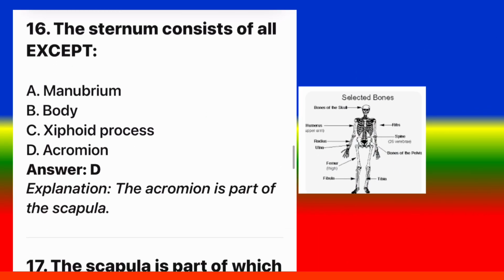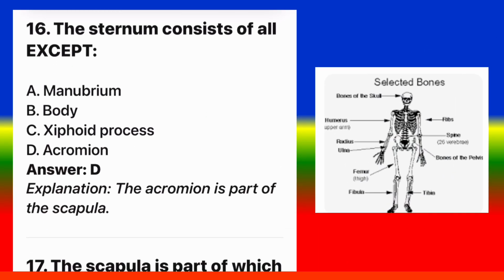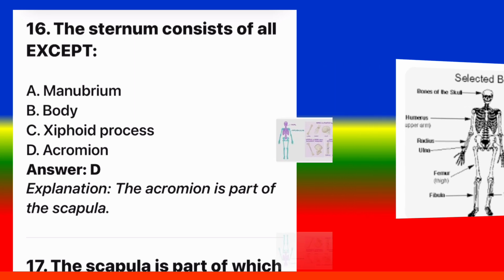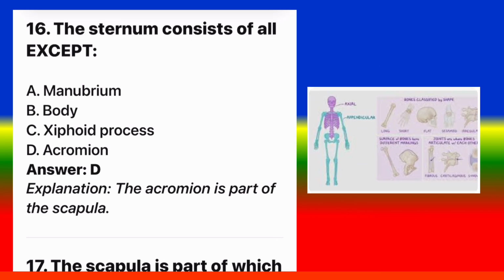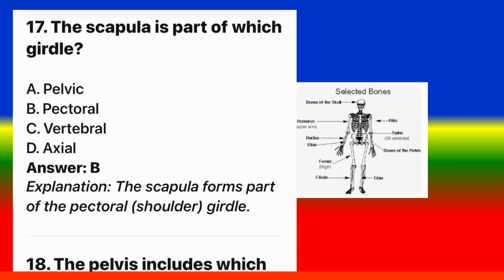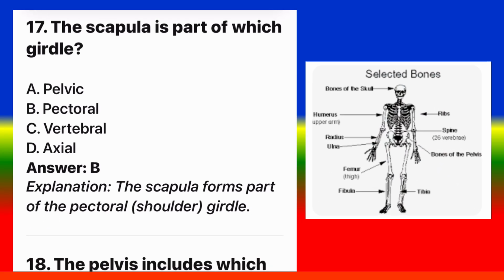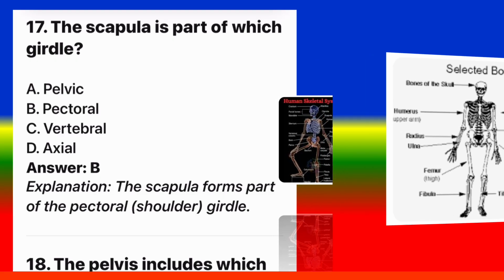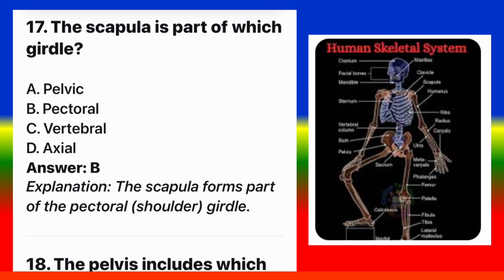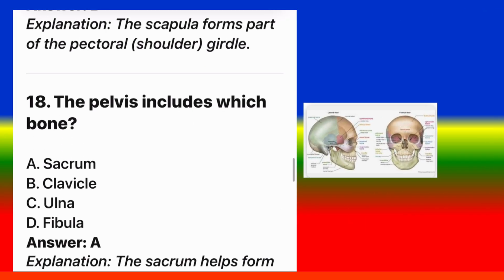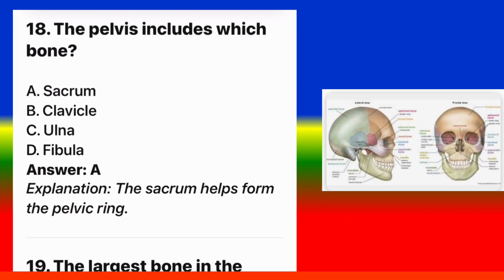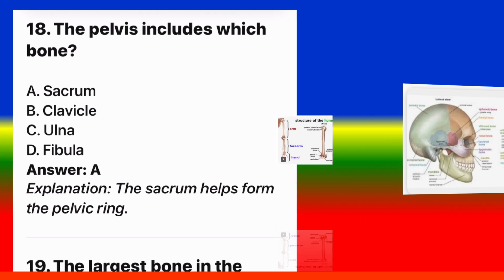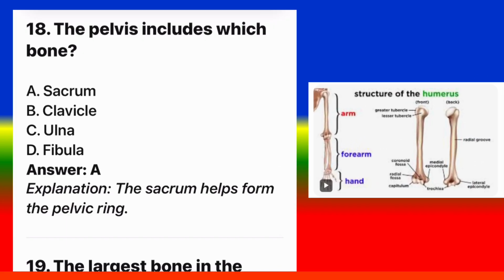16. The sternum consists of all except: A. Manubrium, B. Body, C. Xiphoid process, D. Acromion. Answer D. Explanation: The acromion is part of the scapula. 17. The scapula is part of which girdle? A. Pelvic, B. Pectoral, C. Vertebral, D. Axial. Answer B. Explanation: The scapula forms part of the pectoral shoulder girdle. 18. The pelvis includes which bone? A. Sacrum, B. Clavicle, C. Ulna, D. Fibula. Answer A. Explanation: The sacrum helps form the pelvic ring.